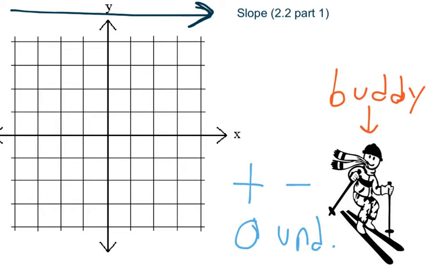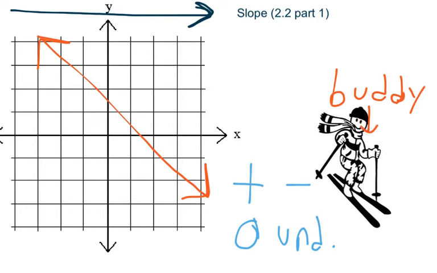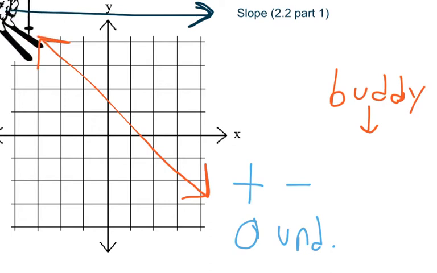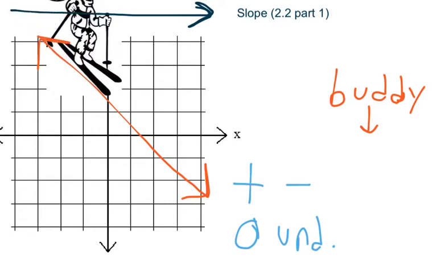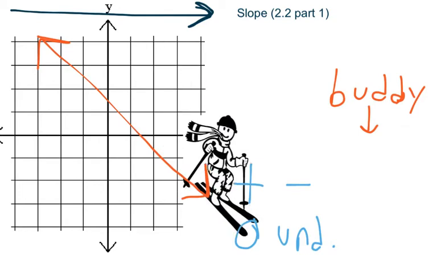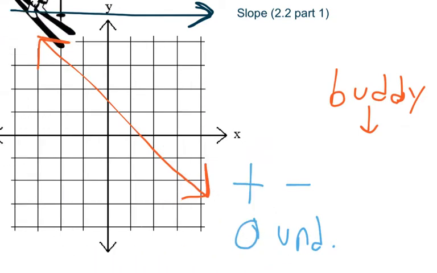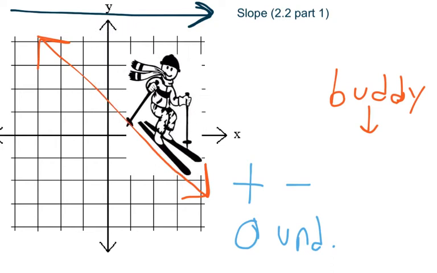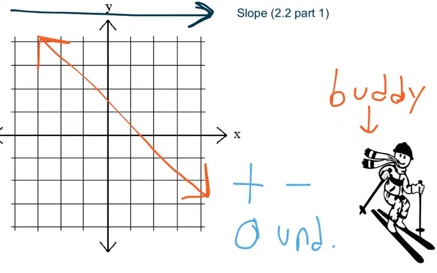So first off, if I have a line like this, here's the line I graphed, what type of slope is that? Positive, negative, 0, or undefined? Well, again, Buddy's gonna ski from left to right. So he follows this line. It goes like this. Notice that he's falling over time. Do that again. He's falling from left to right. This would be a negative slope.